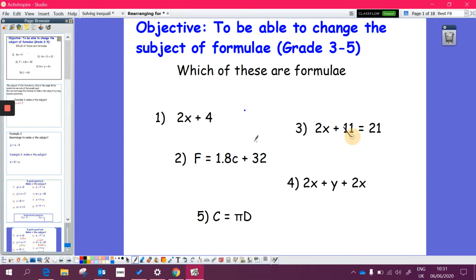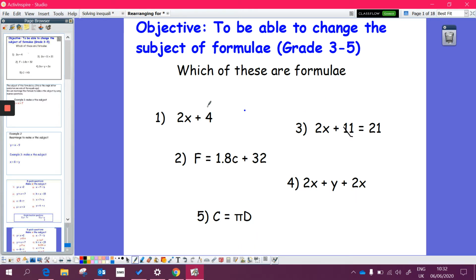So having a look at each one, remember an expression is one like this, where you've just got two different terms in there, no equal sign, just 2x plus 4. This one here, for example, is an equation because you've got an equal sign and we could use that to solve x. Whereas when we've got a formula, like this one here, F equals 1.8C, again, we've got two different unknowns, and this is a formula to work out how to get from degrees Celsius to Fahrenheit. As you can see here, you've got another formula and that there, another expression.